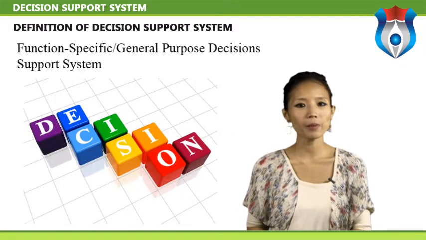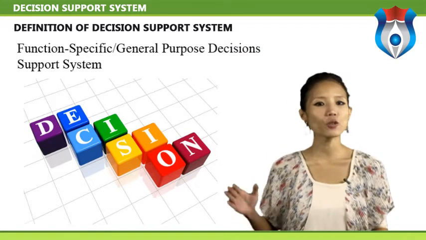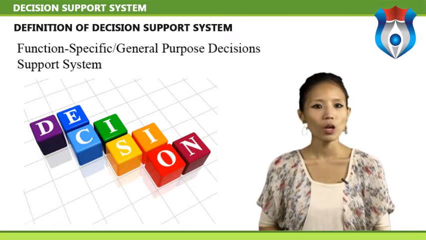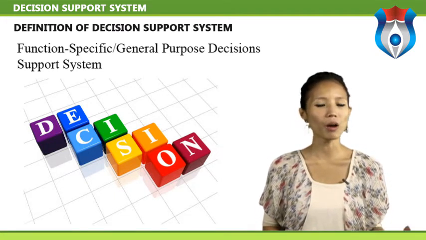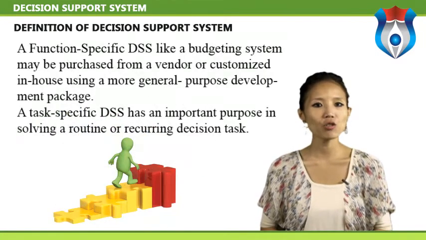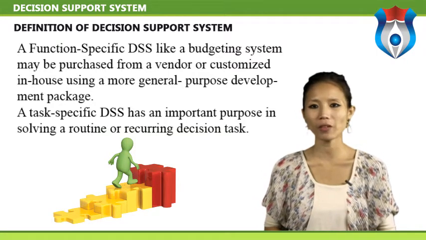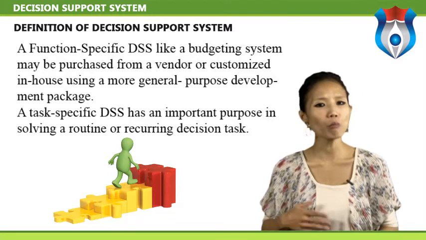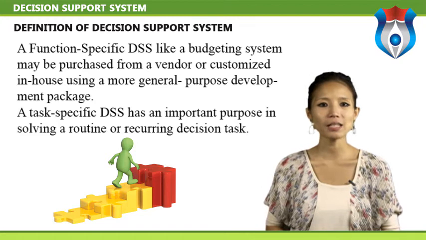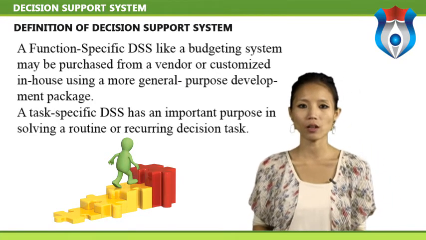Function-specific or general-purpose decision support system. Many DSS are designed to support specific business functions or types of businesses and industries. We can call such a decision support system a function-specific or industry-specific DSS. A function-specific DSS like a budgeting system may be purchased from a vendor or customized in-house using a more general-purpose development package. A task-specific DSS has an important purpose in solving a routine or recurring decision task.